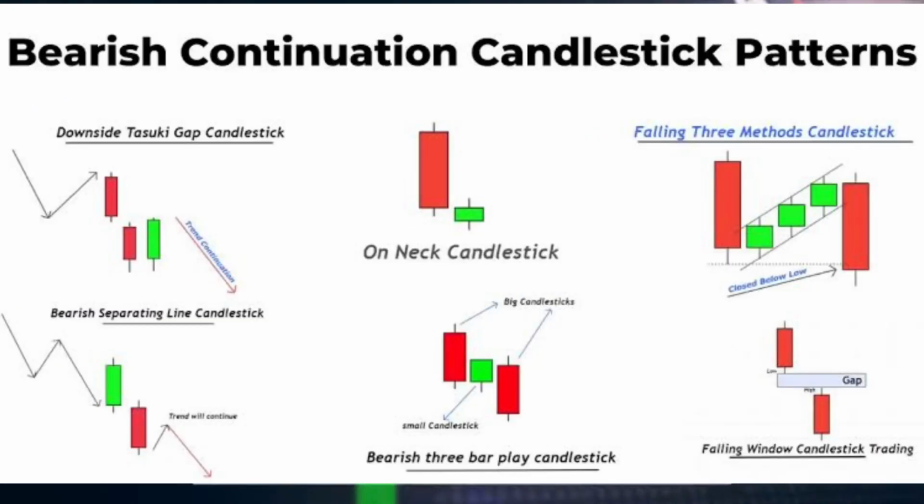4 continuation candlestick patterns. If a candlestick pattern doesn't indicate a change in market direction, it is what is known as a continuation pattern. These can help traders to identify a period of rest in the market, when there is market indecision or neutral price movement.